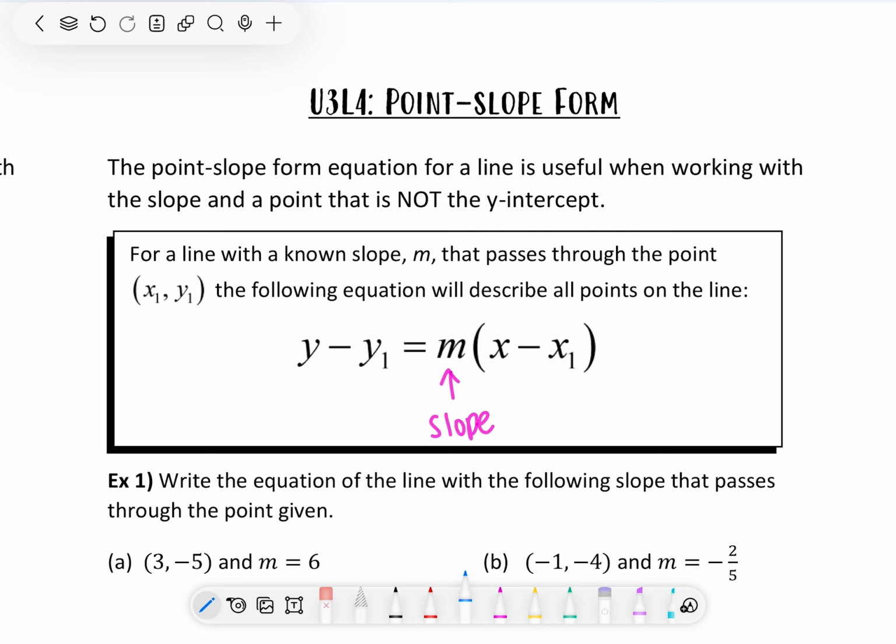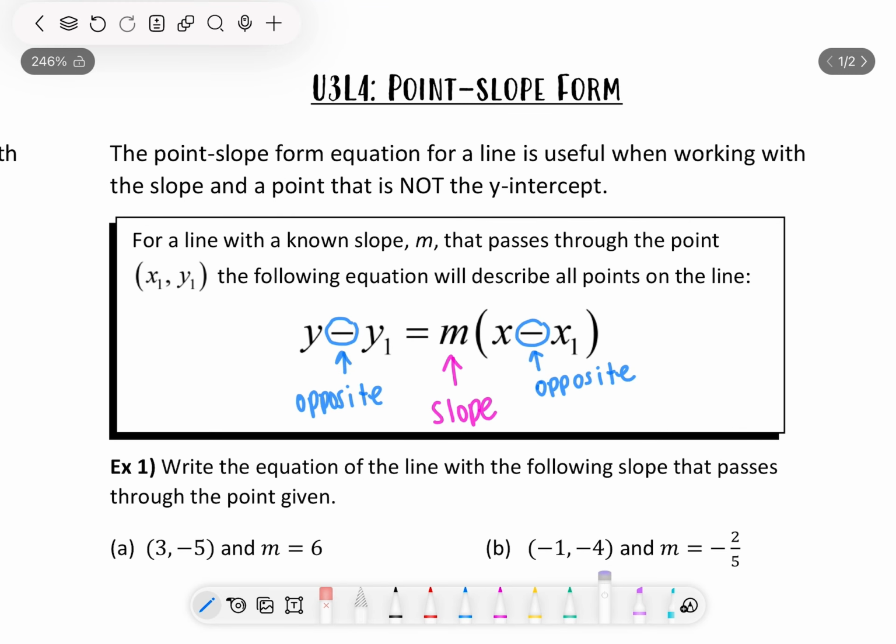Keep in mind, be careful here, because the equation itself has y minus y1 and x minus x1, so you can look at that as being the opposite of the number. When you're looking at the equation, you're actually looking for the opposite of the number, and that's because of these minus signs here. Another thing to notice is that the y value from your coordinate will always be located where the y variable is. Same with the x value of your coordinate: it will be located where x is.